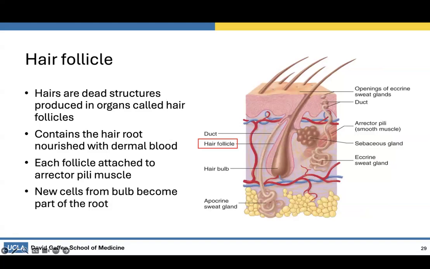Hair follicles extend from the skin surface into the dermis, containing hair roots that are nourished with dermal blood. Each hair follicle is attached to an erector pili muscle, which helps the hair shaft to stand on end when it contracts. Hairs are pushed upward as epidermal hair cells divide and grow, becoming keratinized and then dying. Hair shafts are usually composed of dead epidermal cells.